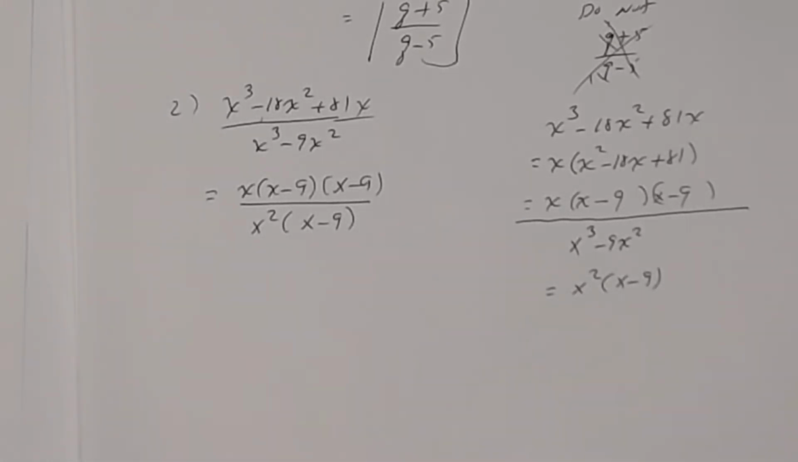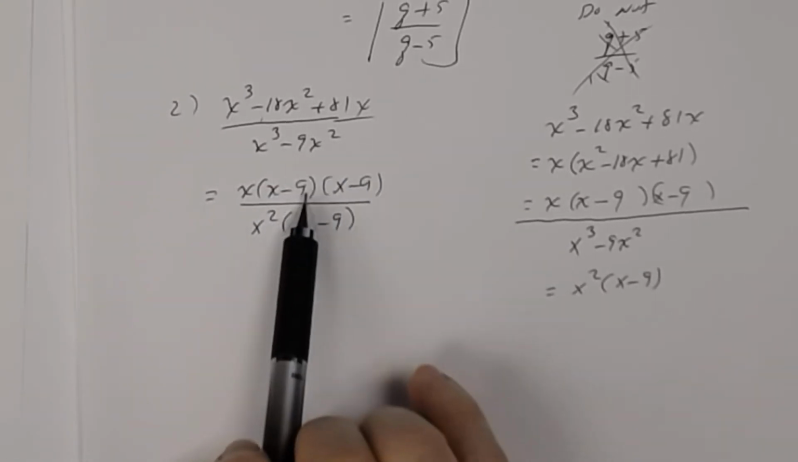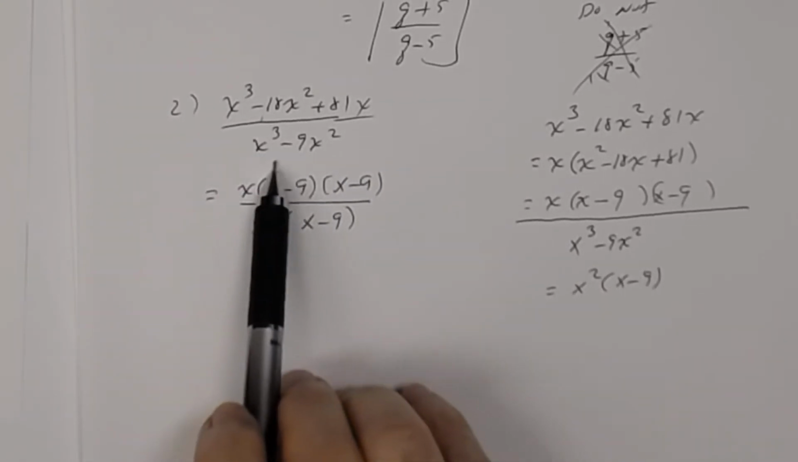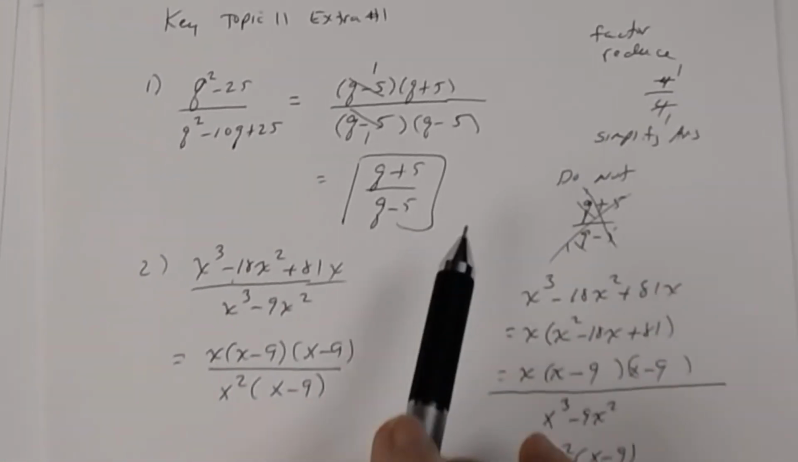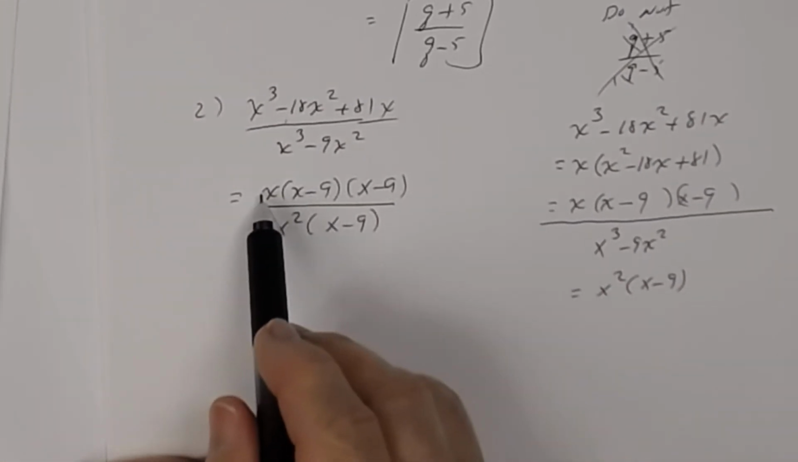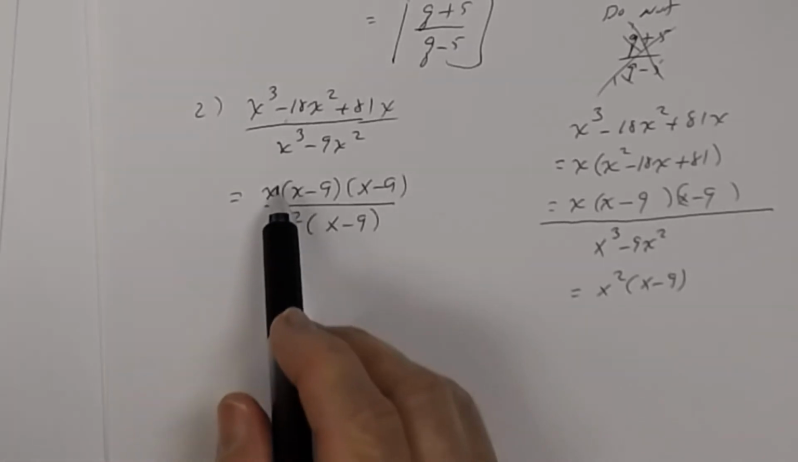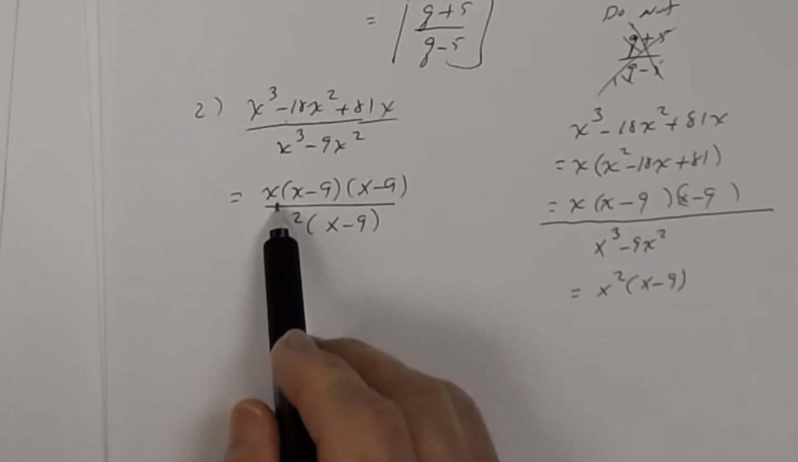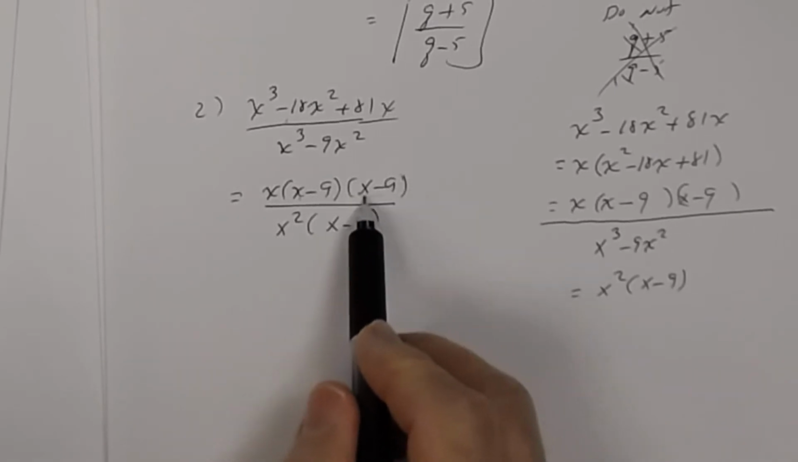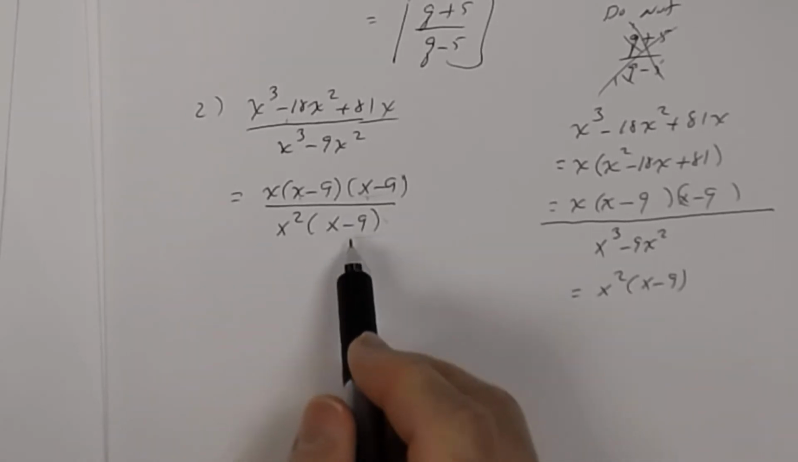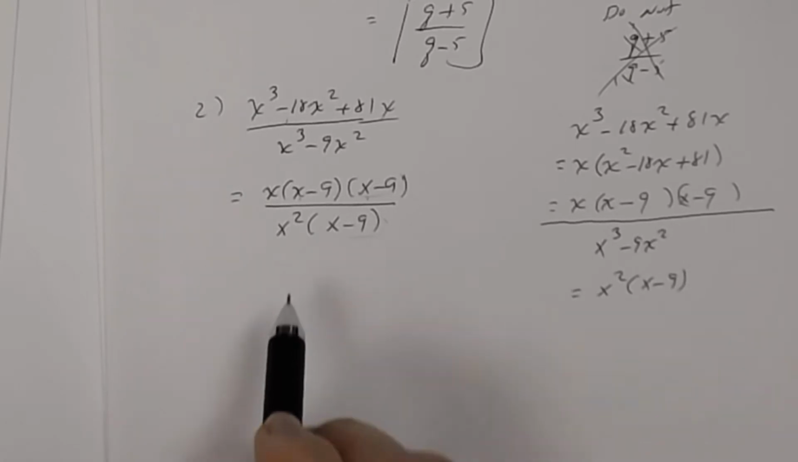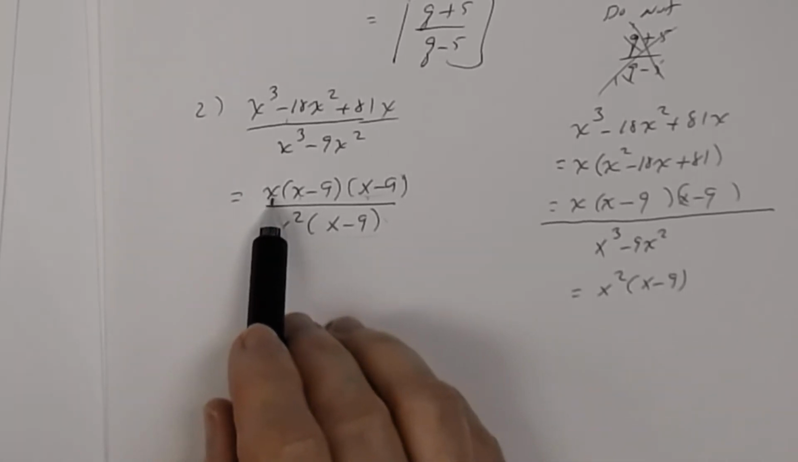So I factored the numerator and I factored the denominator. And so now we want to reduce. Remember, the next step is to reduce. Now notice that the factors in the numerator are x, x minus 9, x minus 9. It is important that you know your factors. The factors in the denominator are x, there are two factors of x, and then there's an x minus 9 as a factor. So let's talk about that first factor that you see in the numerator, the x.